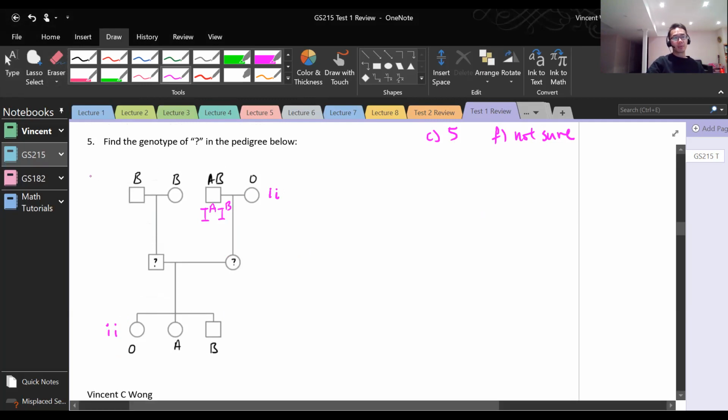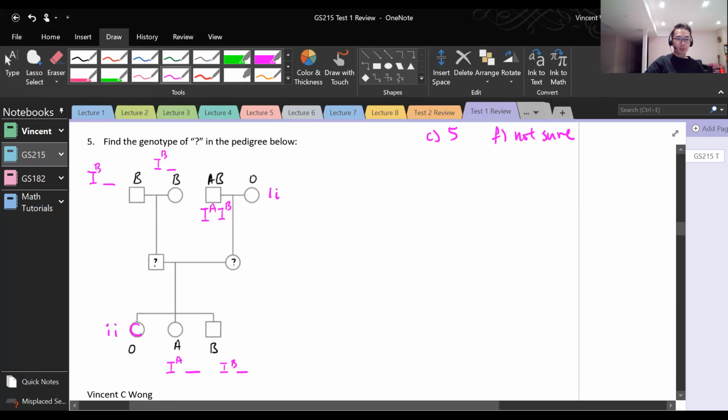And for the rest, we will just put down half of what we know. So IB something, IB something. Over here, we have IA something and IB something. Then we have to kind of logic our way through this. So let's start with this one.